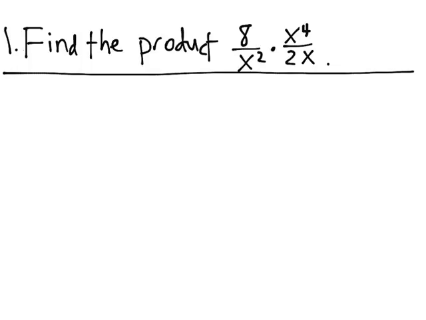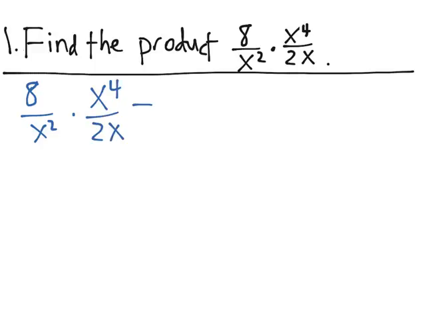Here are some examples of multiplying rational expressions. Problem 1. Find the product 8 over x squared times x to the fourth over 2x. First, let's write out these terms. 8 over x squared times x to the fourth over 2x.